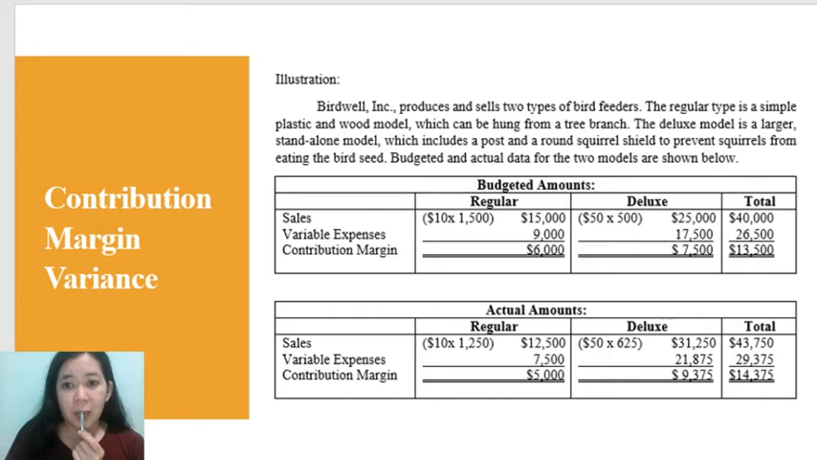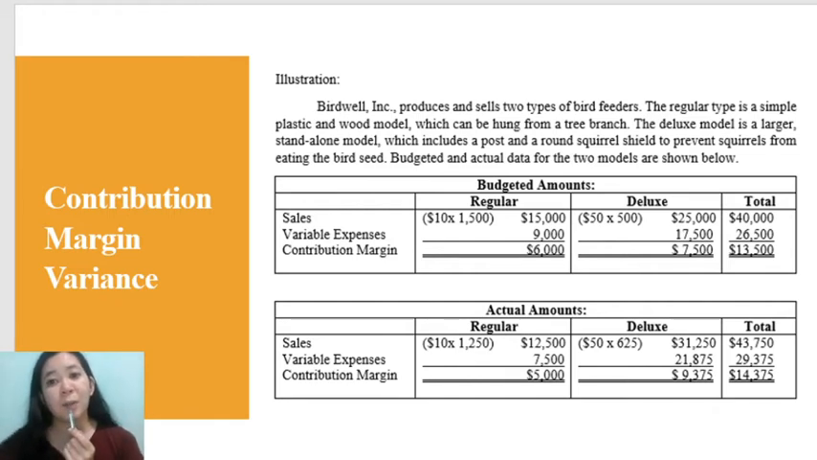Okay, so they have the regular type. Okay, and this is a simple plastic and wood model which can be hung from a tree branch. And the other one is the deluxe model, which is larger, can stand alone, which includes a post and a round squirrel shield to prevent squirrels from eating the bird seed. So budgeted and actual data for these two models are shown. Okay, budgeted for the first table and the actual amounts in the second table.